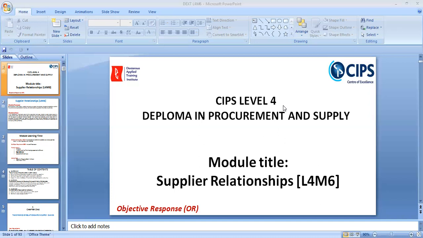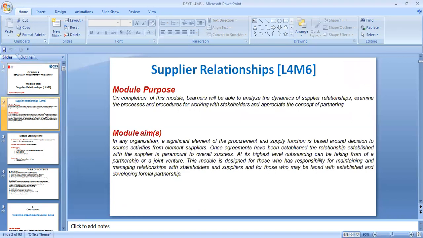This module is one of the straightforward modules in this level 4 CIPS diploma. And I believe that yes, you can gain mastery in it and be very successful if you put in your best. And that is that.